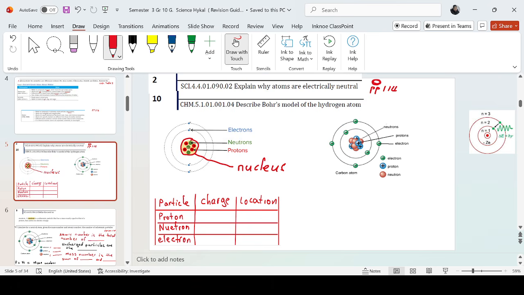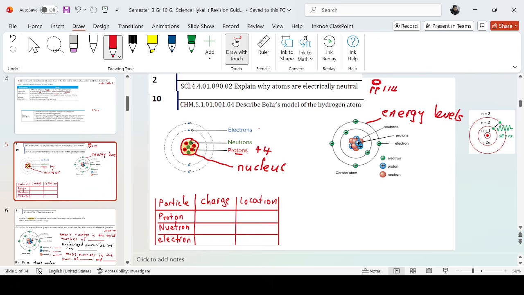And inside the nucleus we find positively charged particles which are called protons. They are positively charged. How many are there? 1, 2, 3, 4. So there are 4 charges which are positive. So we have a +4 charge inside the nucleus, and around in the orbitals, or in the energy levels, these are energy levels. That's where we find electrons.